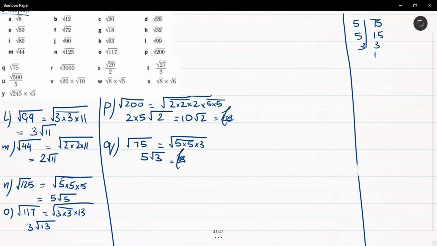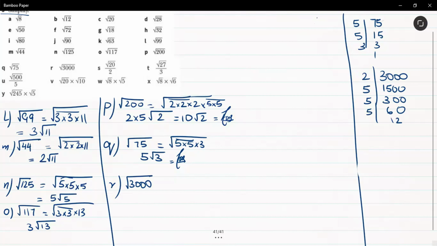Okay, after part Q, we have part R. So part R says, what is the answer for under root 3000? So 3000, let me just really quickly do this. I think it would be better if you divide by 5 now. So 5 3s are 15, 5 6s are 30, 5 12s are 60, 2 6s are 12, 2 3s are 6, and 3 1s are 3.